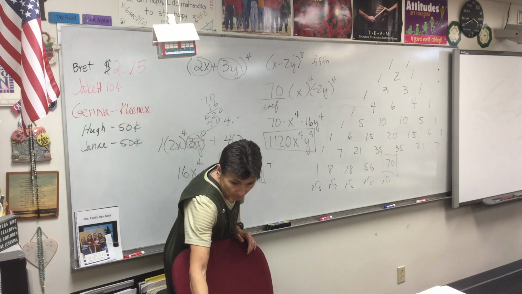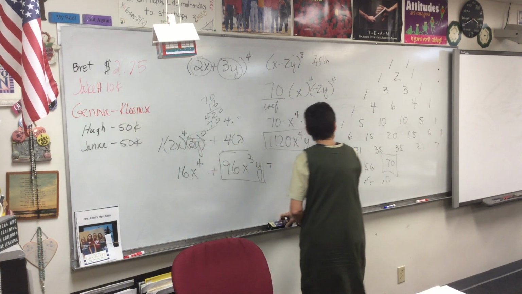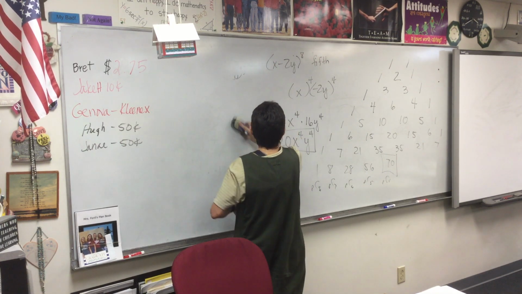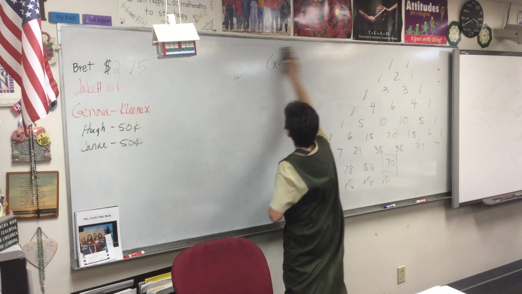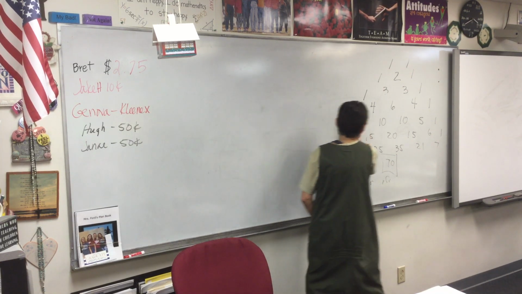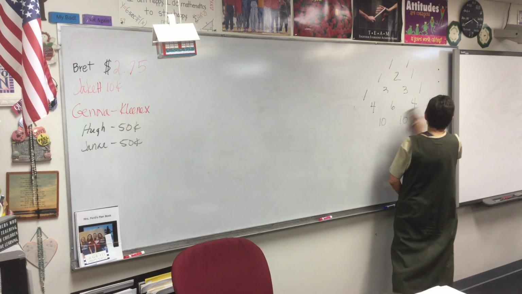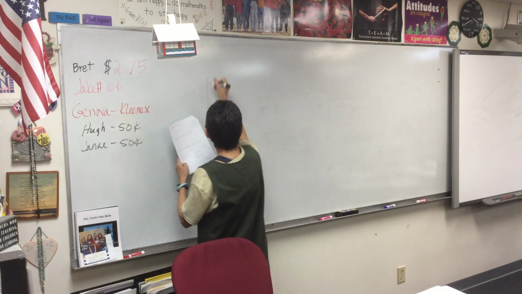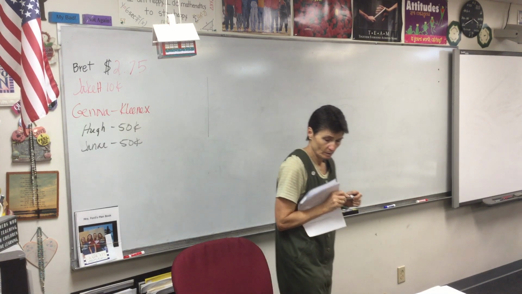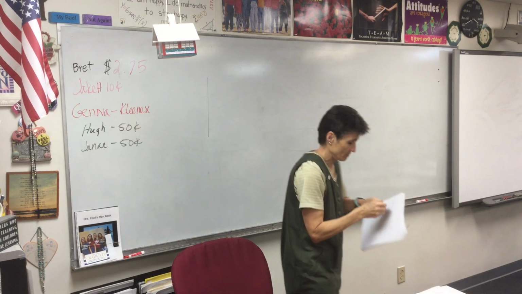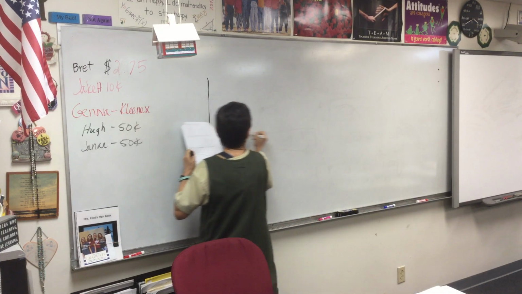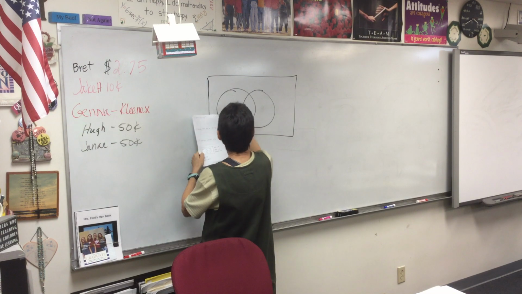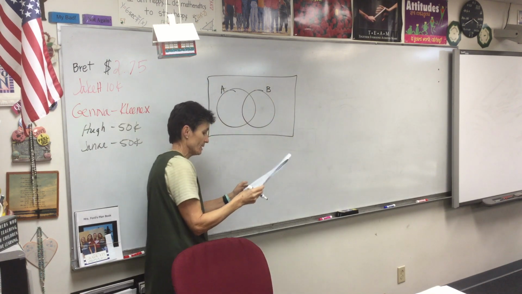All right, now we're skipping 14, but we have to be able to do 15. So 15 is a Venn diagram. So here we go, 15. All right, so we got A and B.